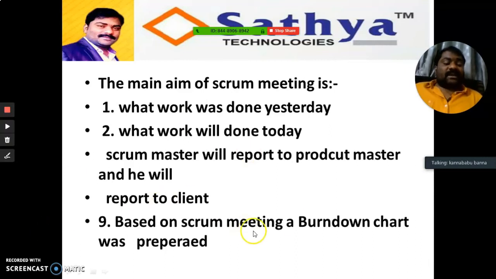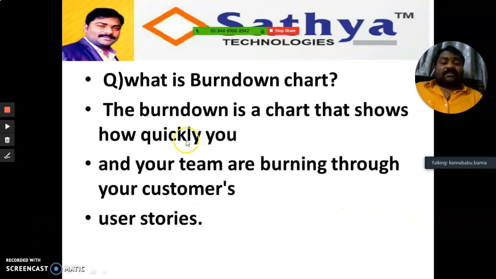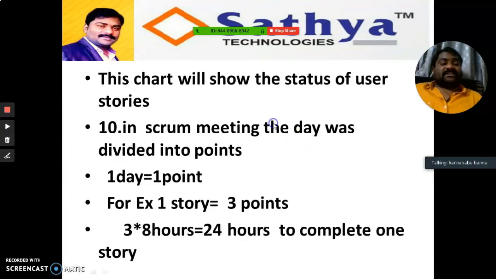Based on the Scrum meeting, a burn down chart is prepared. A burn down chart is a chart that shows how quickly you and your team are burning the user stories, customer stories. The chart will show the status of the stories. In Scrum, the day is divided into points. 1 day is equal to 1 point. One story is equal to 3 points. 1 point means 1 day. 3 points means 3 days.